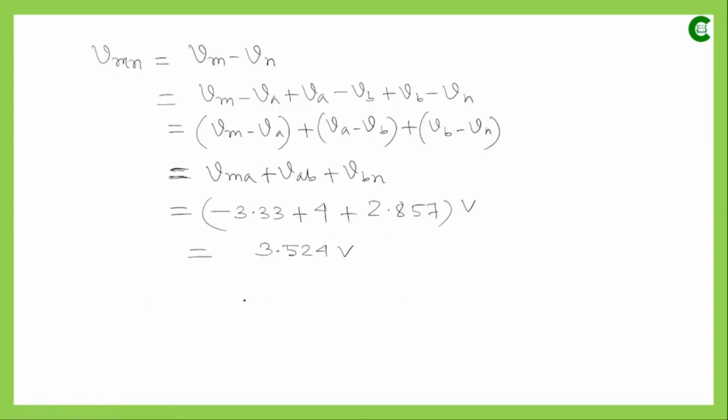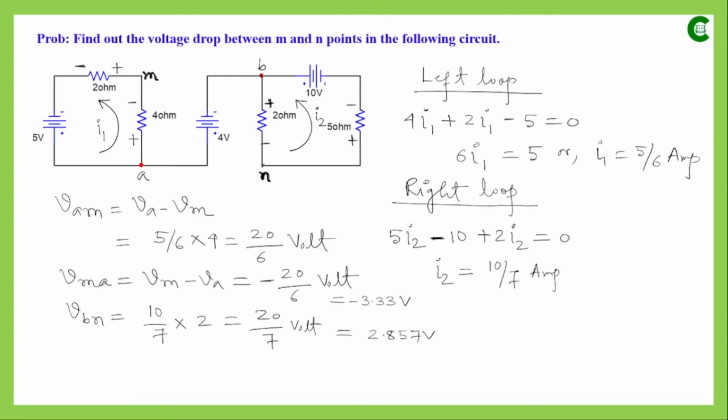Now if we think of an equivalent circuit for that part, it will look like we have a resistor, then a voltage source, and then again a resistor. So this is M. Between that resistor and voltage source we have the A point, then this is the B point, and this is finally the N point, another end point. So VMA first we have considered, then VAB, and then VBN, and this is the final value. Now let's move on to the next problem.